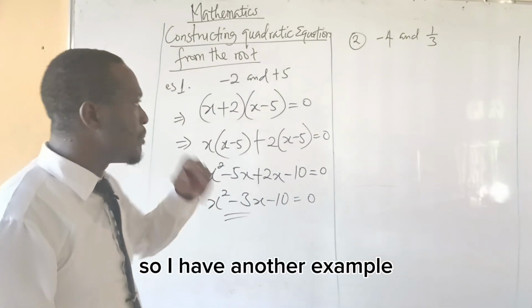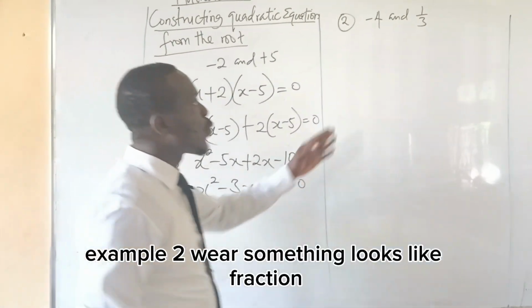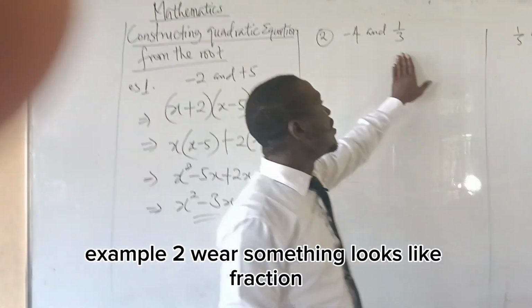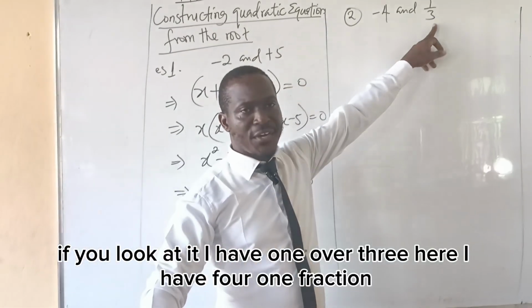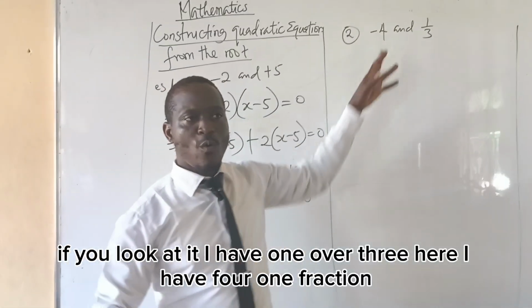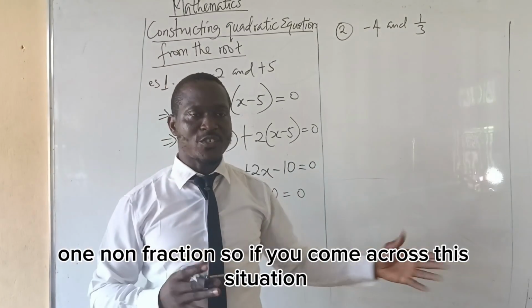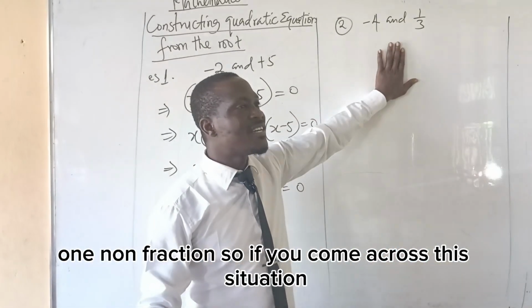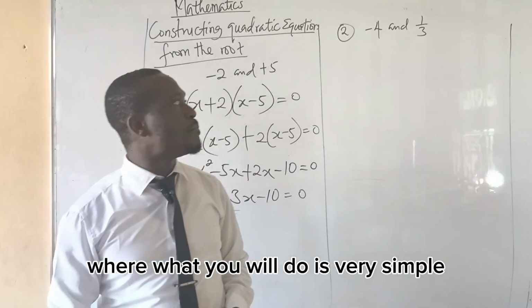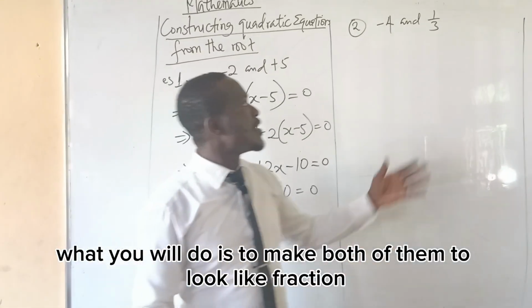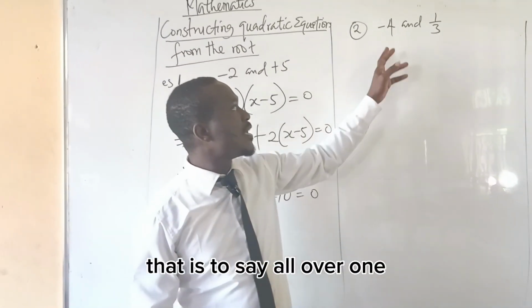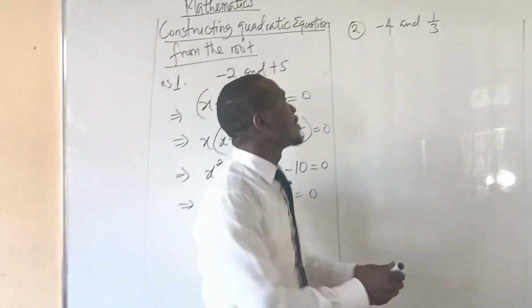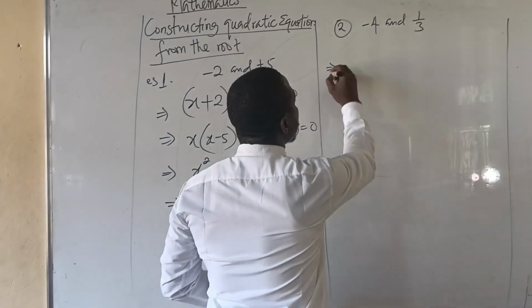So I have another example, example 2, where something looks like a fraction. If you look at it, I have 1 over 3. Here I have 4. One fraction, one non-fraction. So if you come across this situation, what you will do is very simple. You make both of them look like fractions. That is to say, all over 1. I will do that right away.